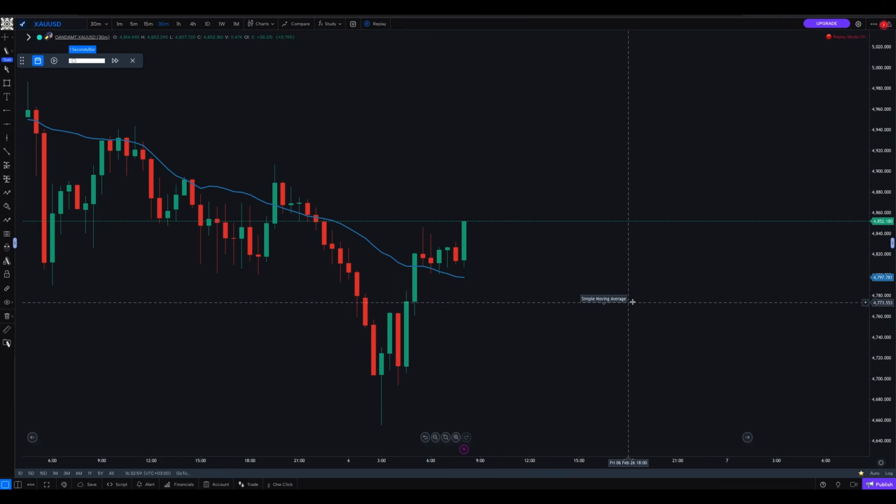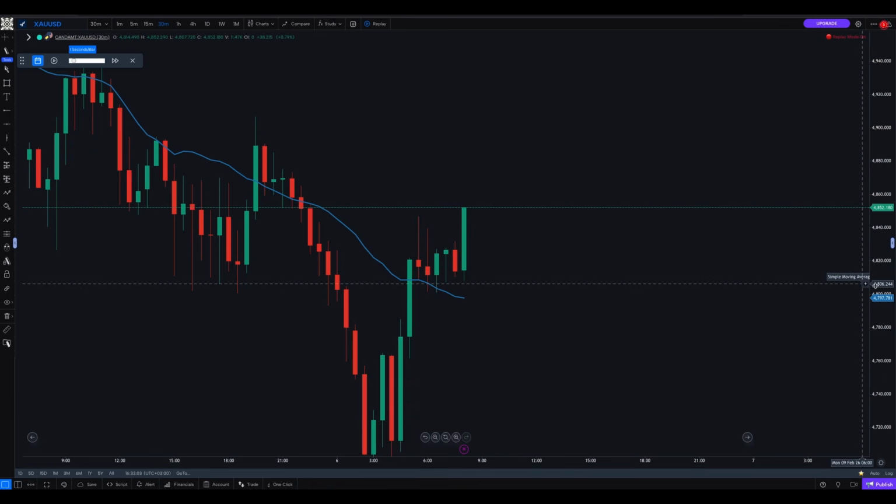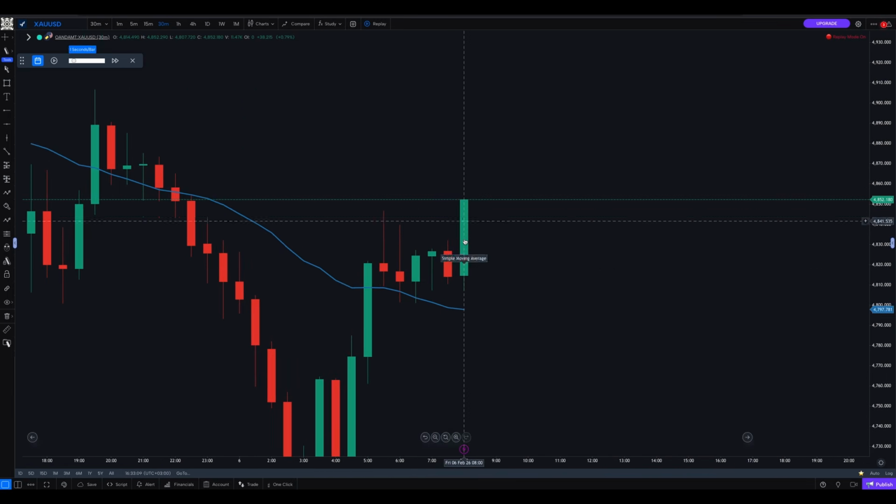And now the next thing that I am looking to identify is the CRT model on the 30 minutes chart. As you can see here, this bullish candle which has just closed, which I am going to mark, has created a low. You can see its lower wick here is below this red candle's lower wick, but the candle has closed bullish. So this forms a CRT model.